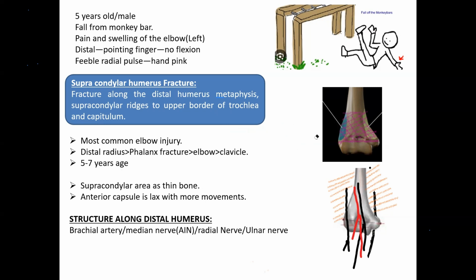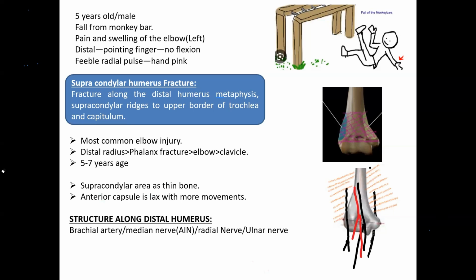So why is supracondylar fracture more common in children? Because the supracondylar area is a thin bone in children, and the anterior capsule is very lax. So it gives a hyperextension injury when the patient has a fall or stress over this area.